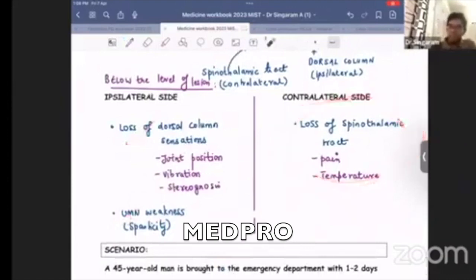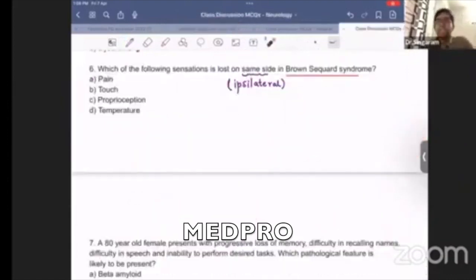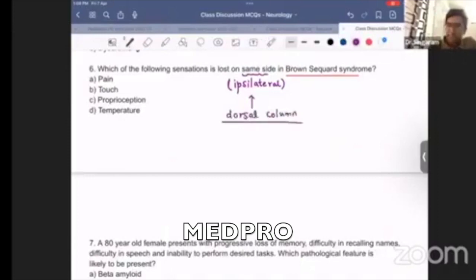So now, if you look at the question, everything is related to sensation, right? Pain, touch, proprioception, and temperature. We have to choose ipsilateral. Ipsilateral means something related to the dorsal column. So pick up an answer. That is it. Very good. It is option C, proprioception. Because we all know pain and temperature are related to the spinothalamic tract, which will be on the contralateral, opposite side, correct?